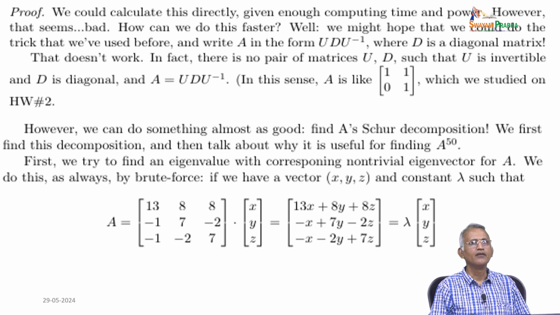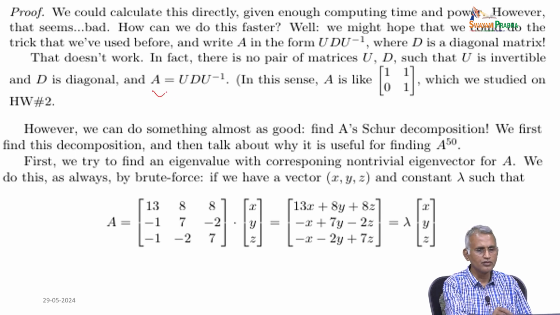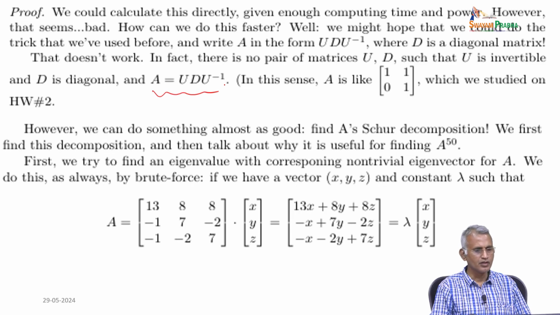Well, we might hope to find a U D U inverse form, where D is a diagonal matrix and U is an invertible matrix, so that A equals U D U inverse. So we can do something good here: finding this decomposition is useful for finding A to the power 50, which is very difficult normally. This technique is very helpful for attacking the problem of raising a matrix to any power.